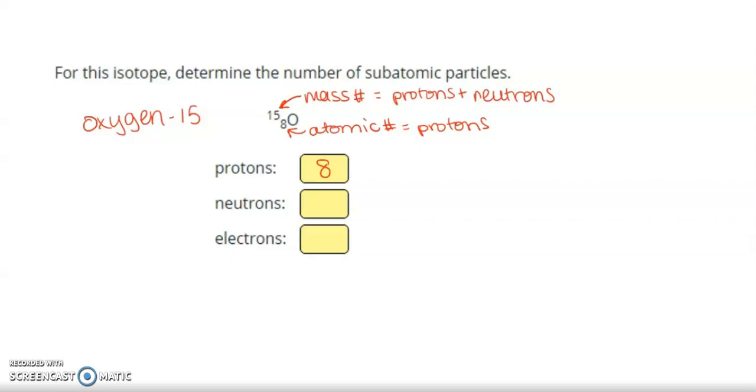For neutrons, we're going to take the mass number minus the atomic number. That's because it's protons plus neutrons minus the protons. That leaves you with just the neutrons. 15 minus 8 gives you 7. So there are 7 neutrons. Now for electrons, those are going to be equal to the number of protons because there's no charge written on this atom. So there are 8 electrons and 8 protons as well.